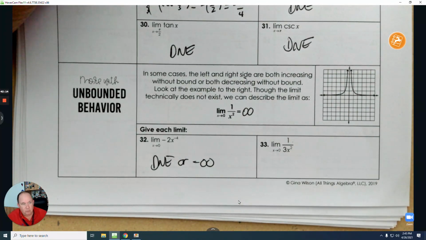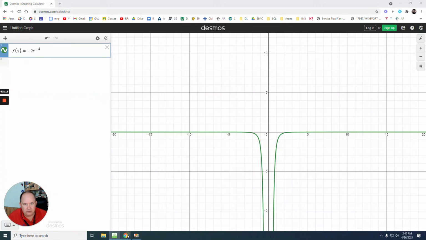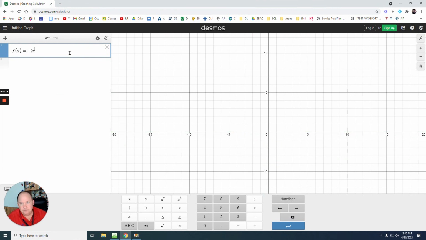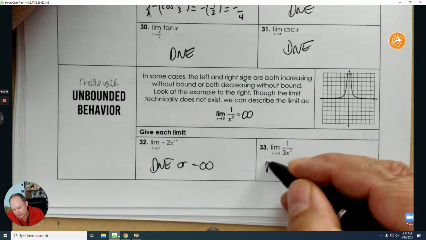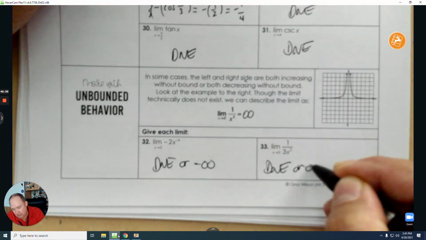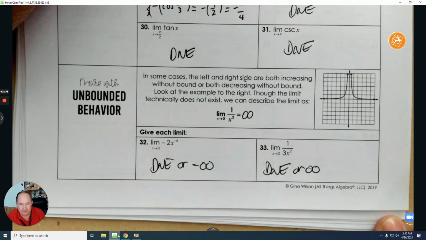Here, for 1 over 3x squared, why not look at the graph? So 1 over 3x squared. Notice both the left and the right are both going to infinity. So we could write the answer as it doesn't exist, this limit, or it's going to infinity. Both are accurate.